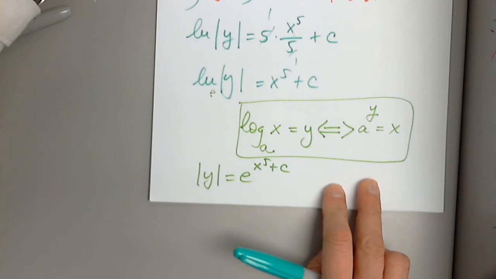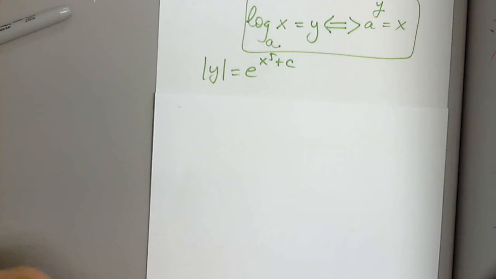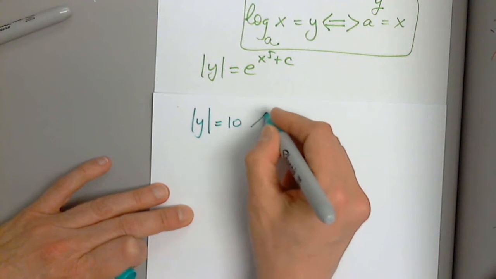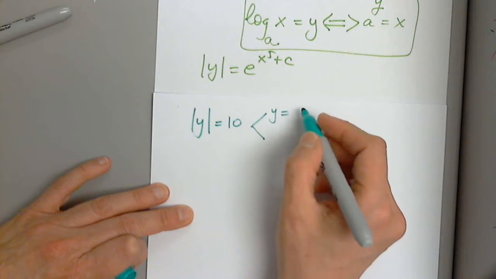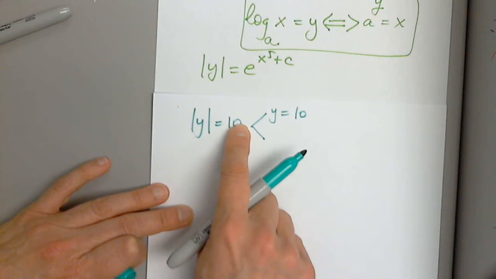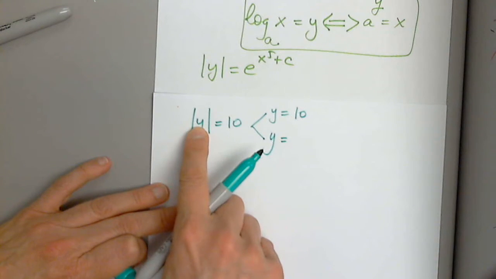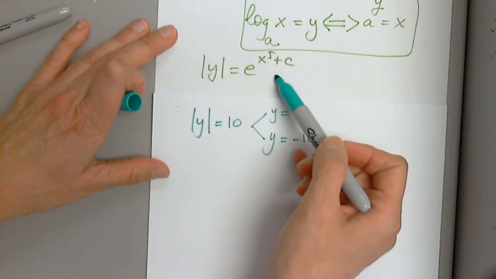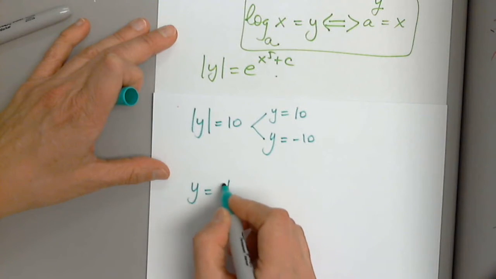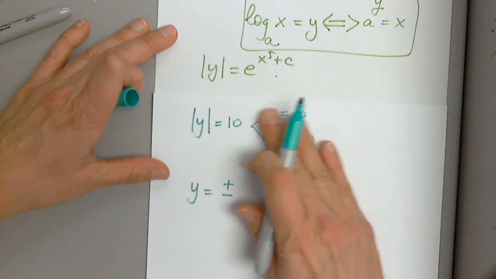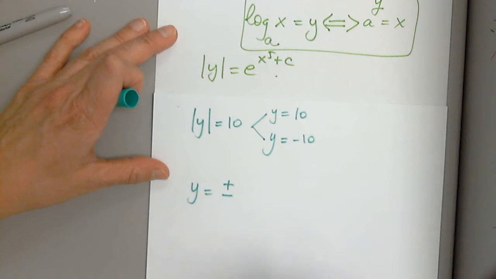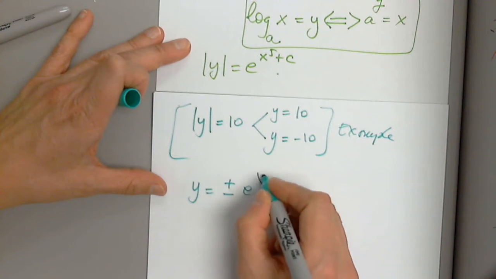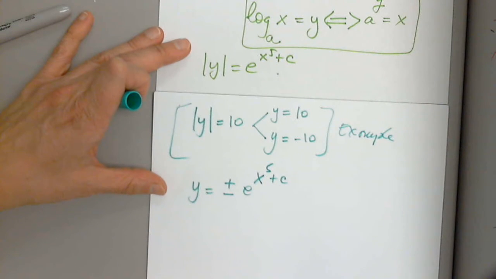we are solving for y. So if you remember, the absolute value of y equals a number. I'm going to write 10. There are two possibilities: y is 10, the absolute value of 10 is 10, or the other option is that y is negative 10. So forget about this. This was just a simple example so I can show you how we proceed from here. So then y equals plus or minus, and this was just an example in which I replaced this by 10 to illustrate. So the other side will be e to the x to the fifth plus c.